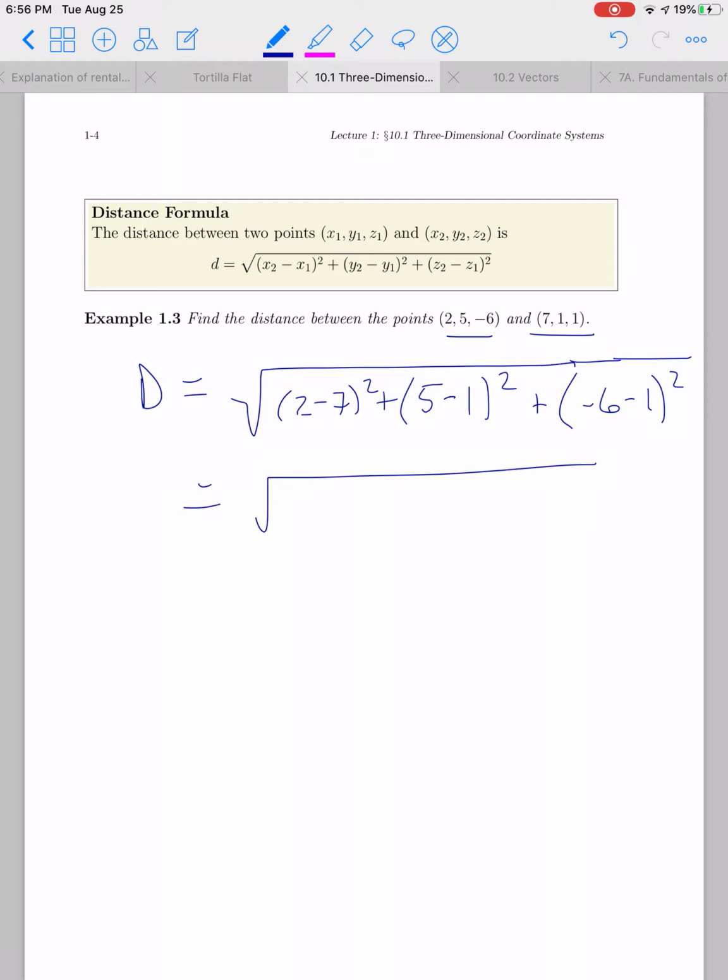And what have we got? 2 minus 7 is negative 5. We'll square that. Plus 4 squared plus negative 7 squared.